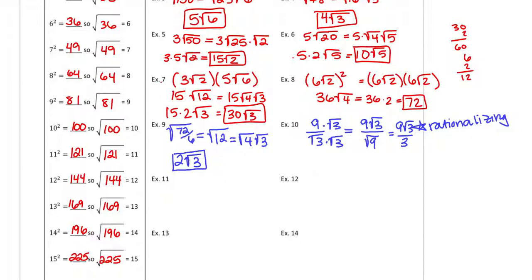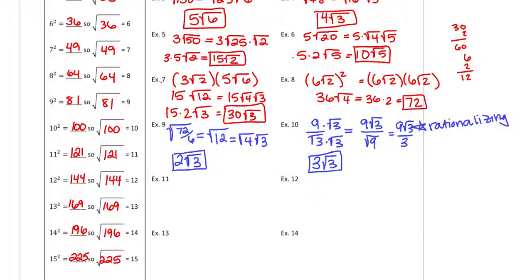Now, this problem is not done though. 9 over 3 is a fraction that we can reduce. 9 divided by 3 is 3, and then the square root of 3 comes along for the ride. Again, I can't do anything else with that square root of 3, so I'm going to leave it just like that. So that's rationalizing the denominator. That's how I fix that square root on the bottom.